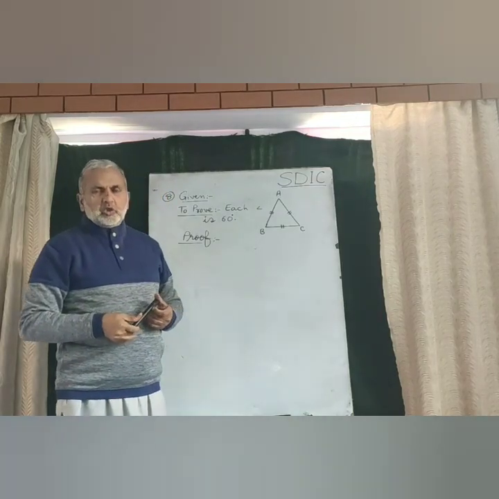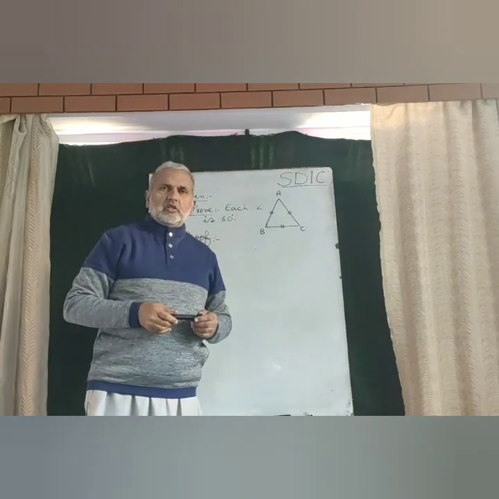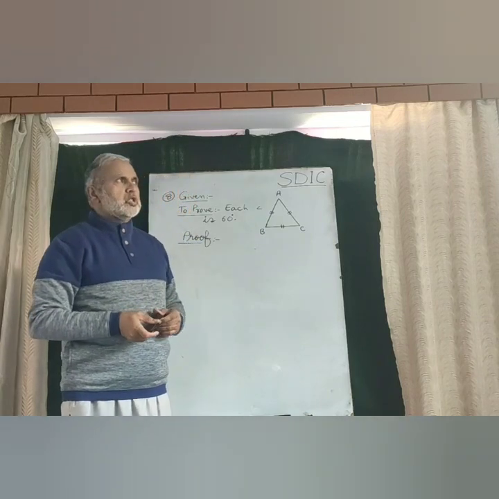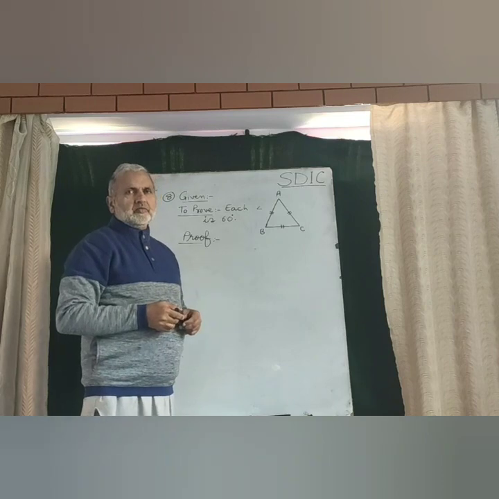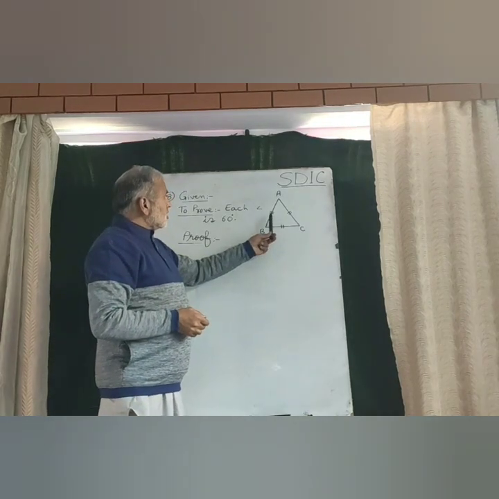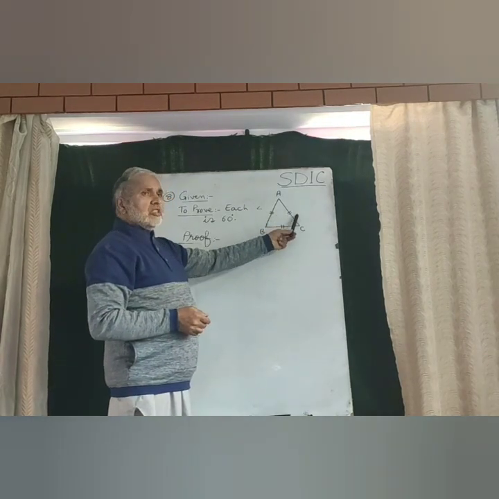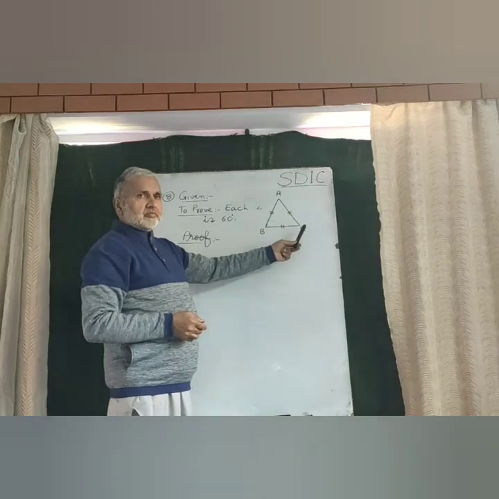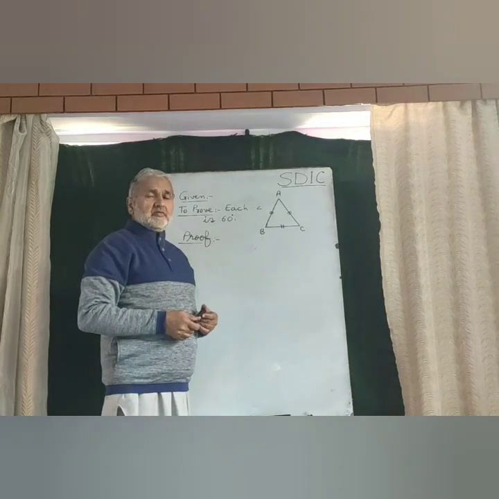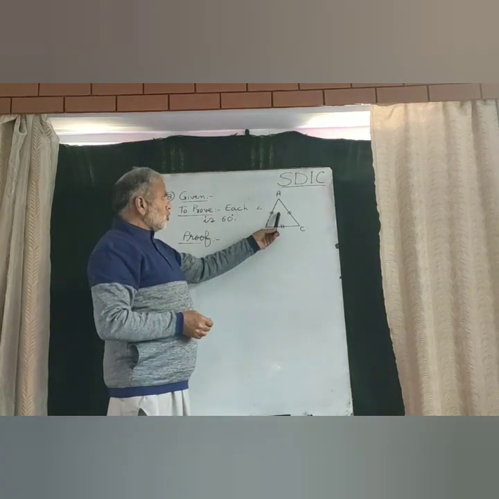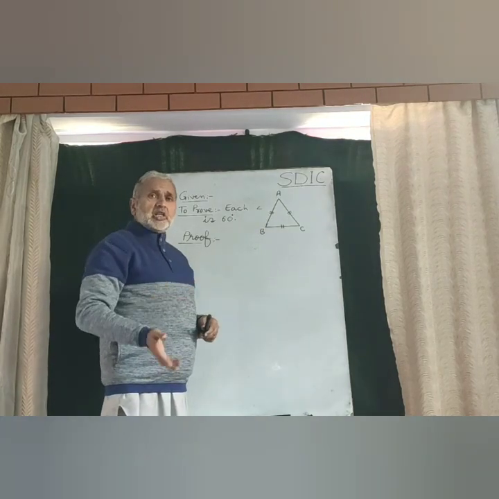The proof of this question will also involve the application of the same theorem. If two sides of a triangle are equal, their opposite angles also are equal. Now, if we consider the sides AB and AC of this triangle, those are equal. First, let us consider these two sides. Third side, let us forget for the time being. Two sides are equal. Their opposite angles will be then equal.